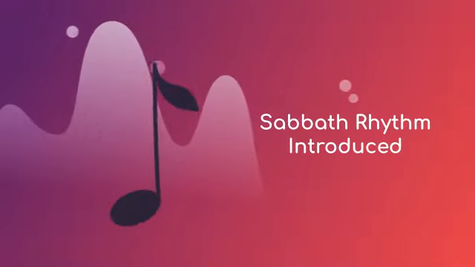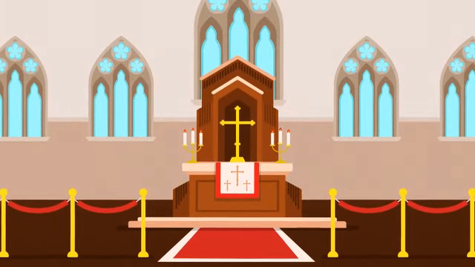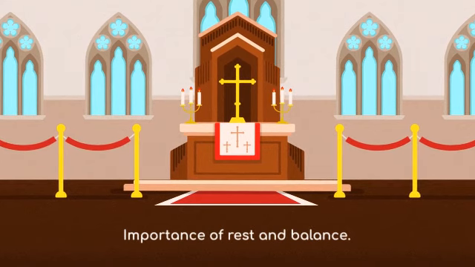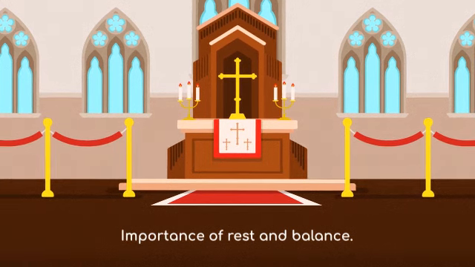Sabbath rhythm introduced. Though the Sabbath, Day 7, is in Genesis 2, the 6-day pattern sets up the importance of rest, balance, and worship.